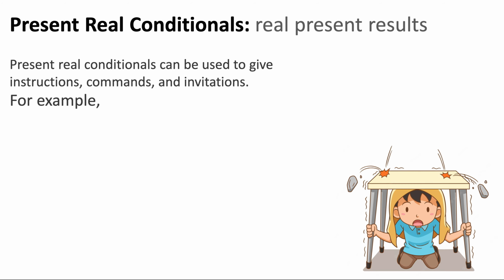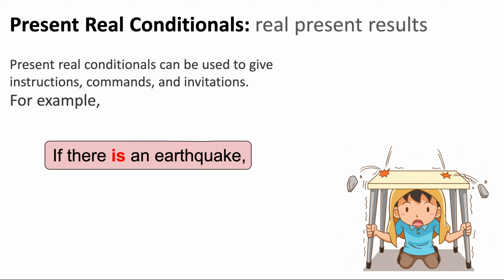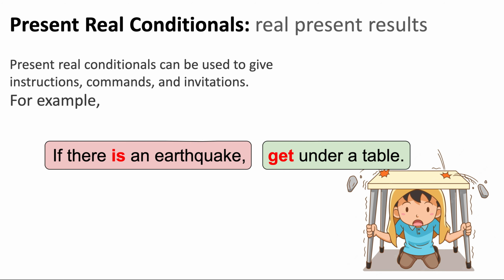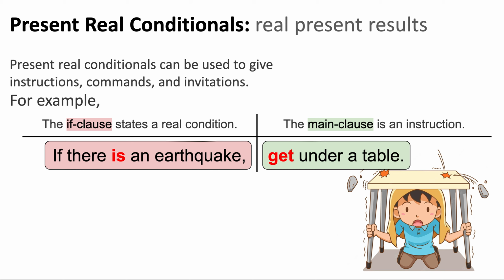Let's look at another example. If there is an earthquake, get under a table. Here, the if clause states a real condition, if there is an earthquake. The main clause is an instruction, get under a table.